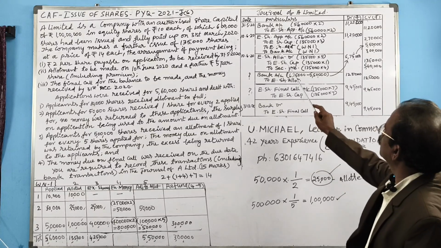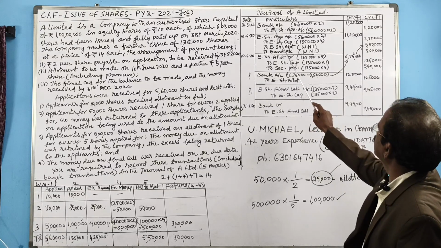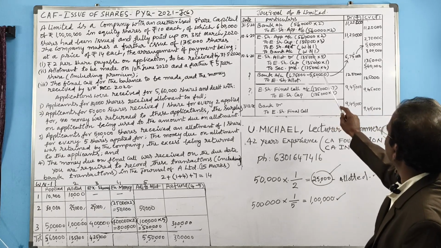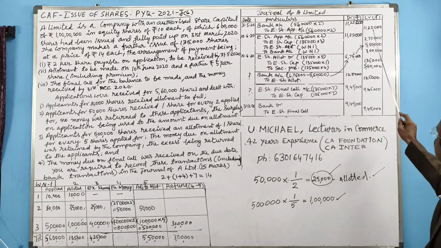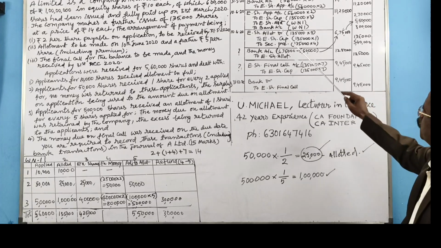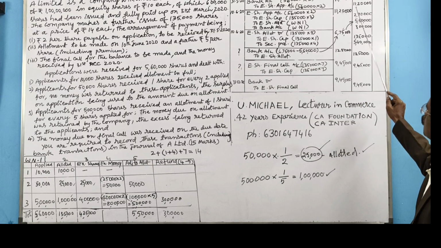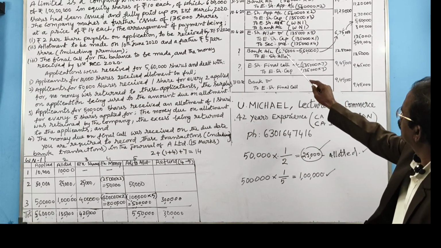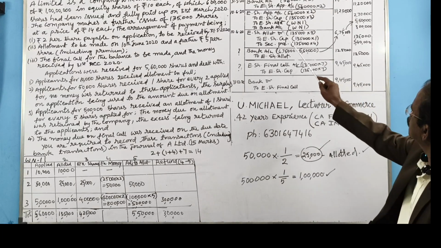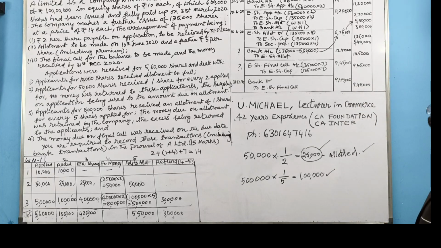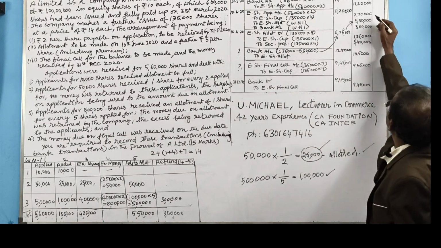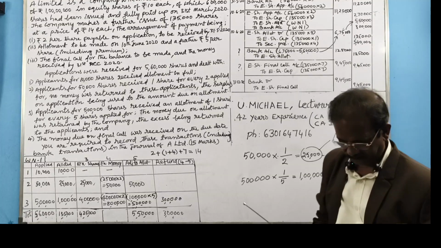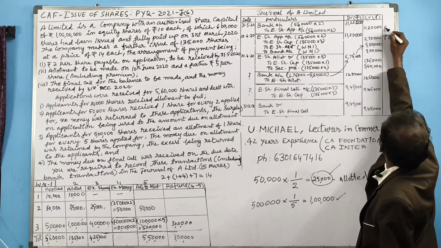Okay, now how to deal with the second entry? Take this amount. The share application account is credited here. This amount is to be transferred to various accounts. How to transfer? This share application account is to be debited here. By debiting this, this account is closed. This is called a transfer entry. This was the receipt entry.